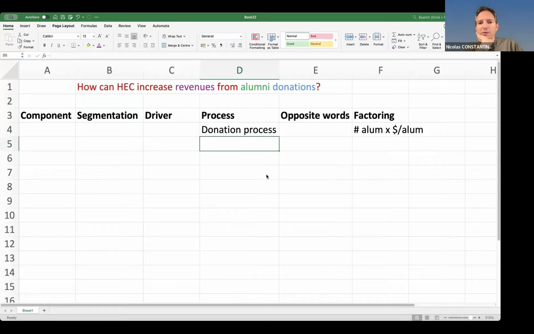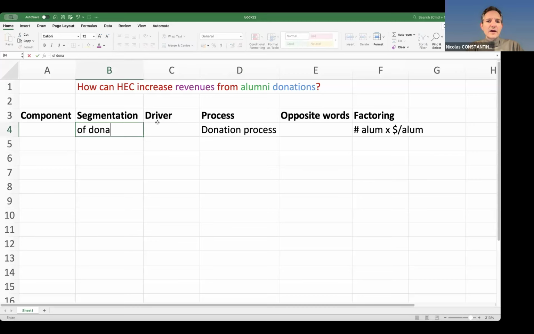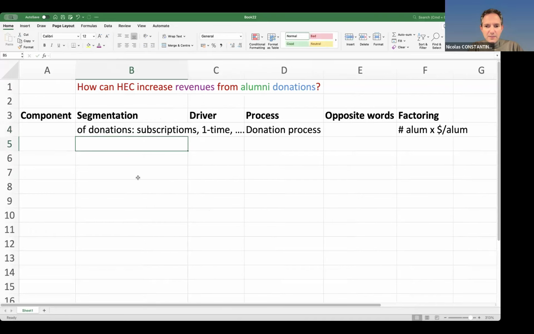What else? How else could we think about this? The types of donations. Okay, lots of ideas all of a sudden. Good. So this is probably a segmentation of donations. Indeed, it could be subscriptions, one time, and so on. So that could definitely be one way that we could look at this. Good. Segment: what types of revenues from donations?